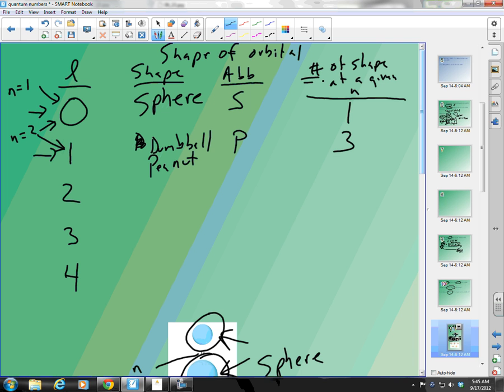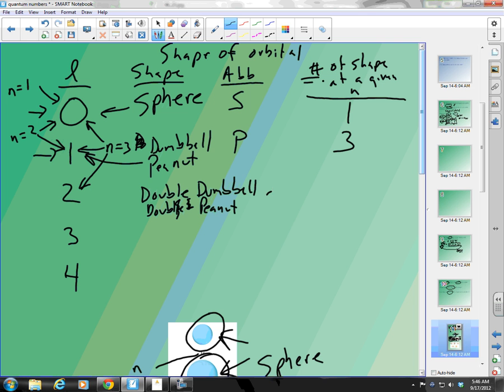So when I have n equals 3, what am I going to have? When n equals 3, there's going to be three shapes. What are they? There's going to be an L equals 0, an L equals 1, and an L equals 2. That means I'm going to have a sphere, a peanut, and something that we can call a double dumbbell, or what do you think? A double peanut. And we're going to have that, its abbreviation is d, and there are going to be 5 of those.